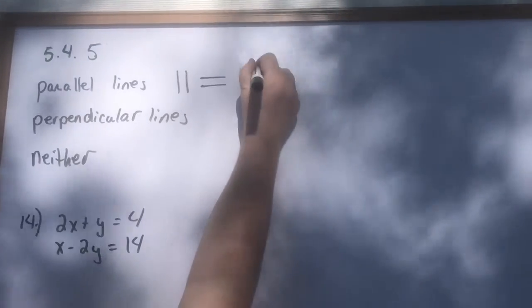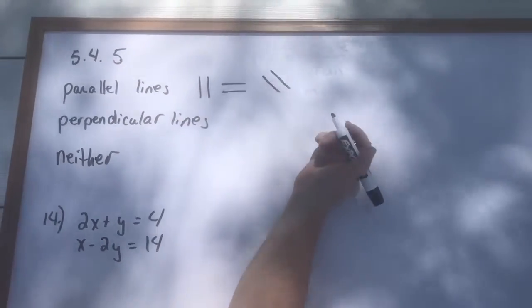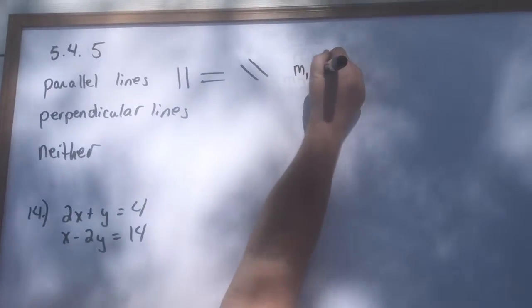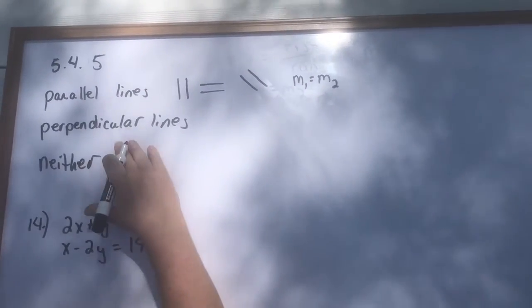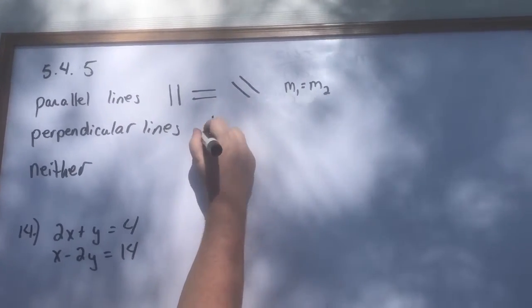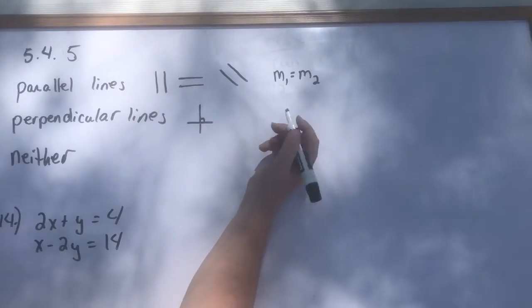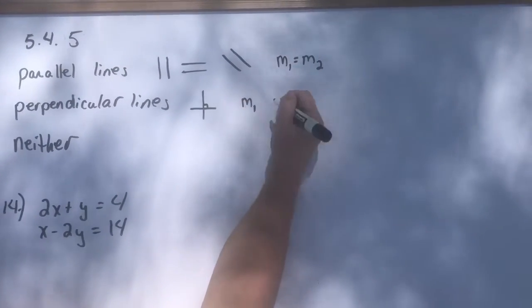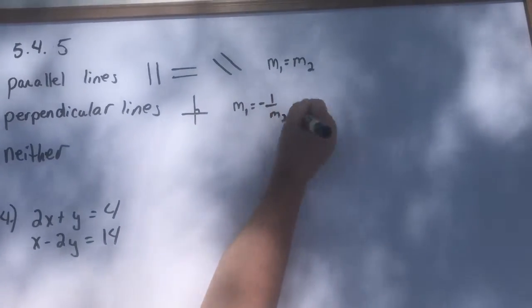Or like this. It just means that they never ever cross. And we can determine if they are parallel lines by their slopes. So if we know the slope of one is equal to the slope of the second line, then we say yes, they're parallel lines. Now perpendicular lines, they meet at right angles, and they have 90-degree angles here in the corner. And to determine if they're perpendicular lines, we know that the slope of one has to be equal to the negative reciprocal of the slope of the second one.